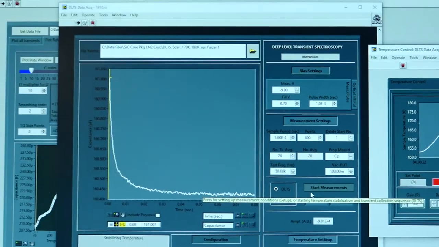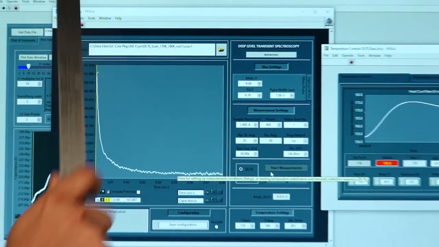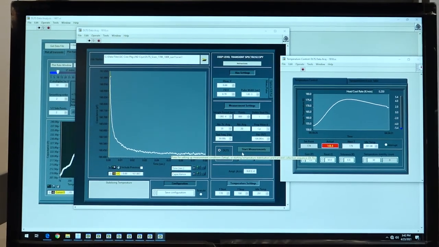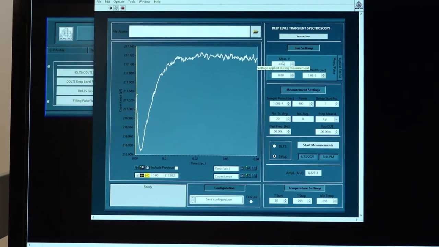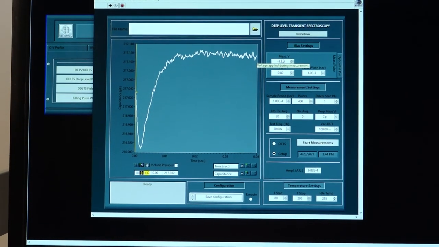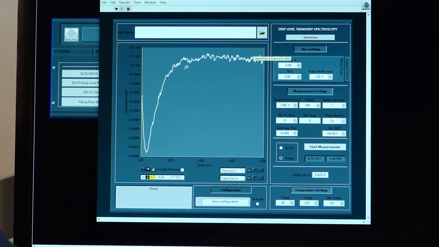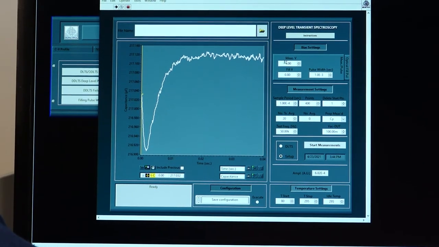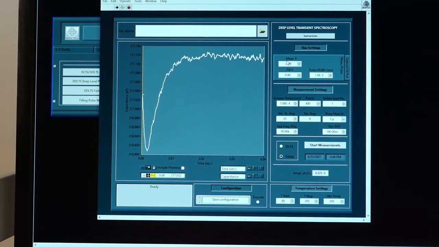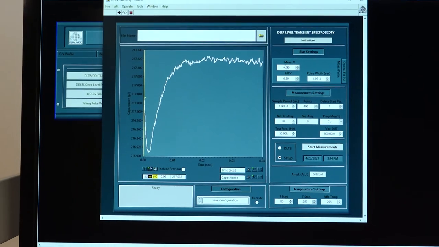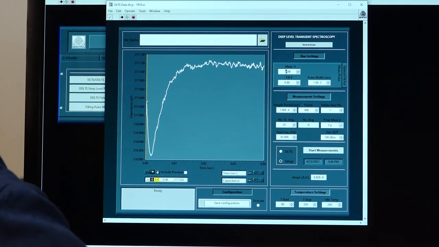Okay, so once this is saved, all the subsequent transient data will be saved in this folder. Once we have reached 170 Kelvin, our job is to optimize the transient that we have got. At this particular temperature, not only do we optimize the transient at room temperature, we have to optimize the transient in the temperature regime where we expect a peak. So we are carrying out the optimization.